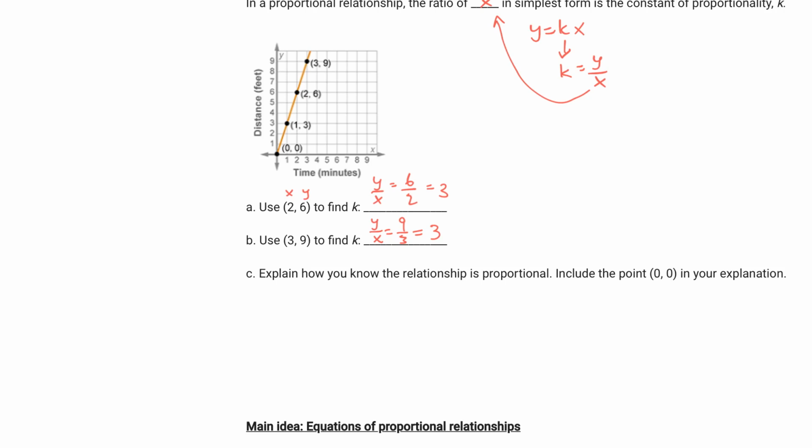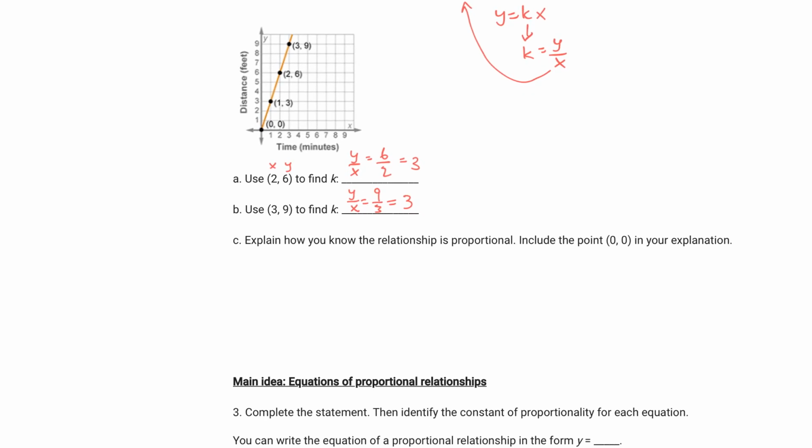Anytime you have a proportional relationship, a straight line going through the origin, if you go to 1, you'll always see the unit rate right there. And that is the same as this. It's all tied in. Explain how you know the relationship is proportional; include 0, 0.